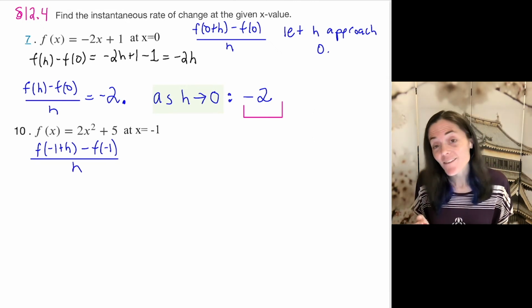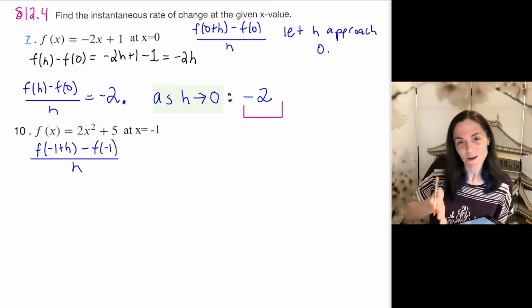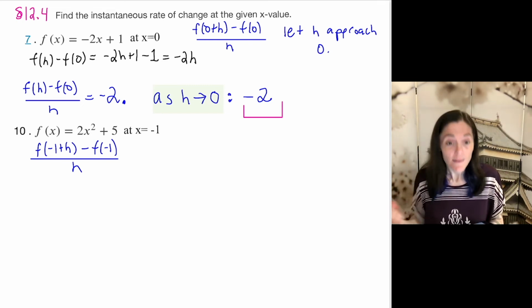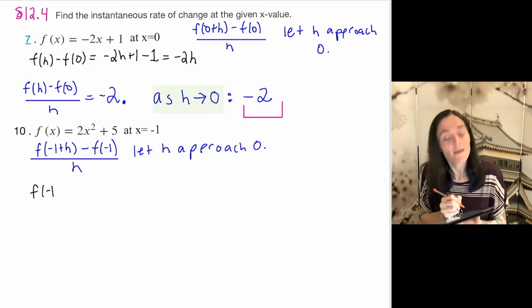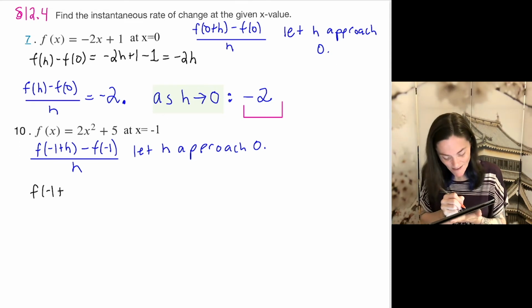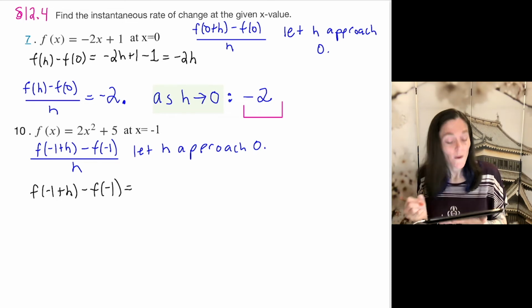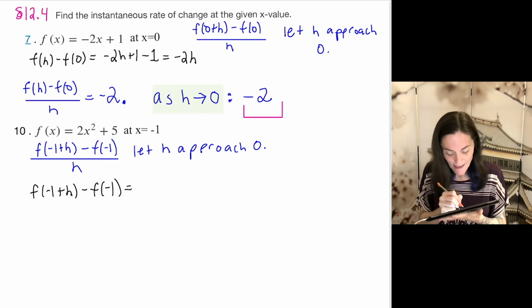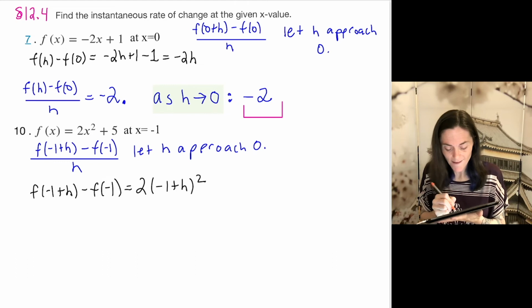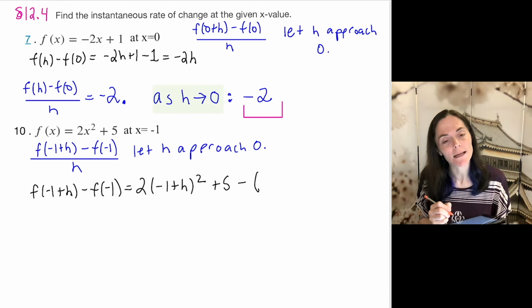This is the average rate of change from minus 1 to minus 1 plus h. Then we let h approach 0. We begin with the numerator, f of minus 1 plus h minus f of negative 1. When I evaluate this quadratic at negative 1 plus h, I get 2 times (minus 1 plus h) squared plus 5, and then subtract off, evaluate at negative 1.